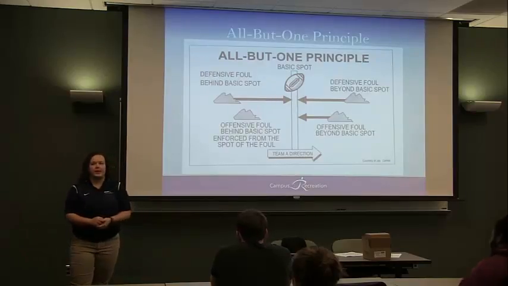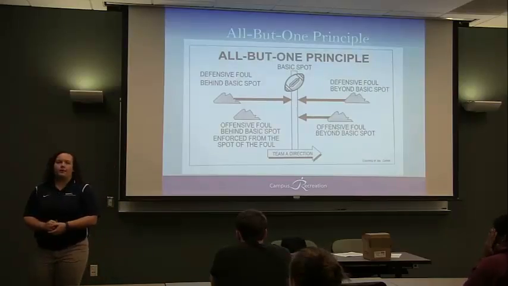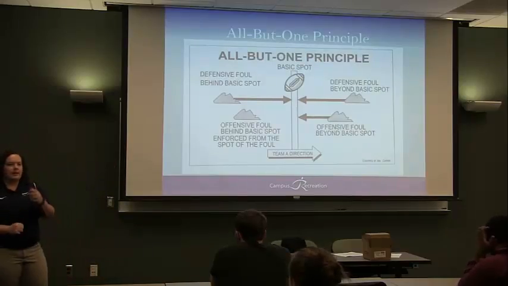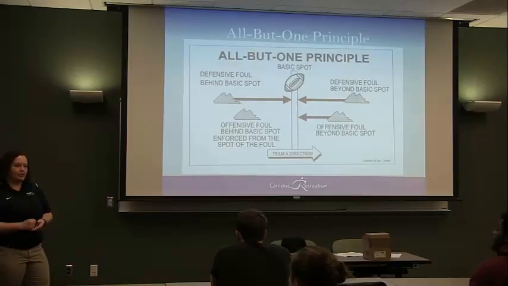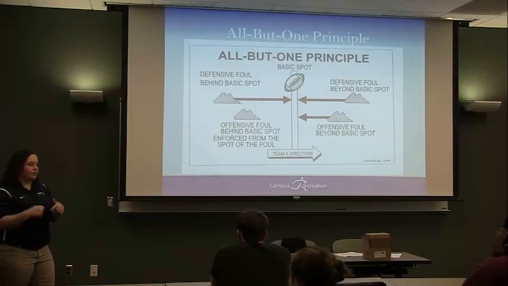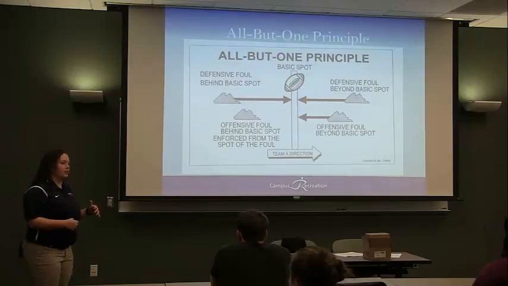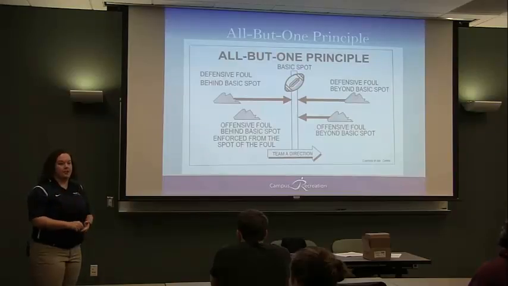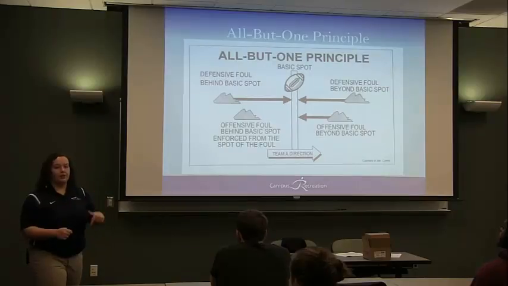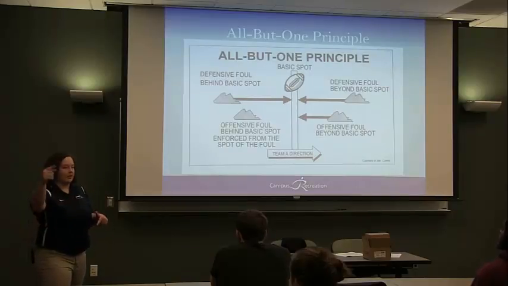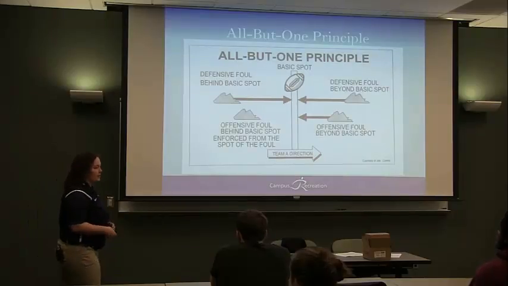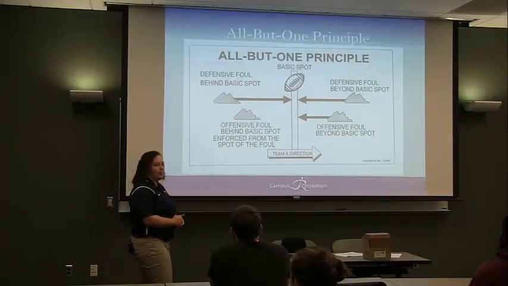Another one would be if, like Brian said, they run through the line of scrimmage. We're going to put the screws to the offense, the all but one principle. We're going to penalize them from the line of scrimmage because technically, until they ran through the line, they're illegal. But as soon as they ran through the line, it was all illegal. So you're going to penalize them from that spot. Any questions about the all but one principle?